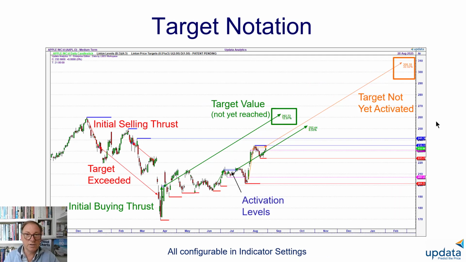The target notation is this: this is the target value that we show in text, and we show a percentage. These are the ones for not reached. These targets are bolder because they are still in train, they are still active. These ones have been met or exceeded, so they are now less bold because they no longer matter, because they've been met. And then these are the activation levels, which we have in Updata in blue. So this is a target not yet activated. That's quite key. And all of these are configurable in the indicator settings.